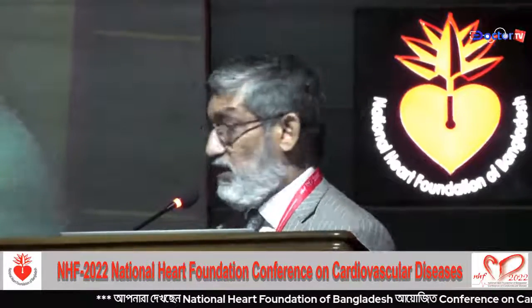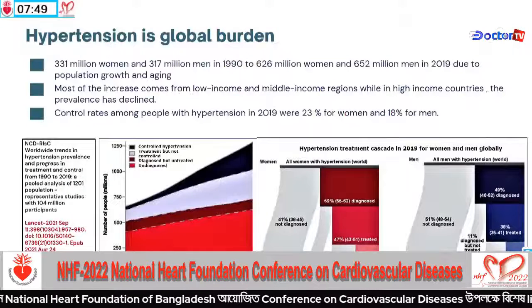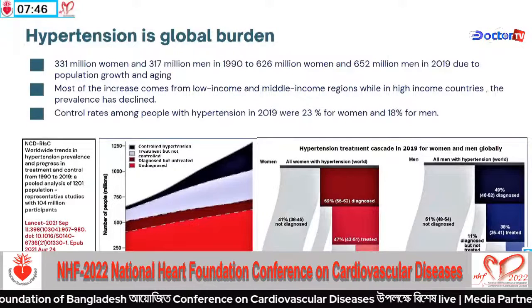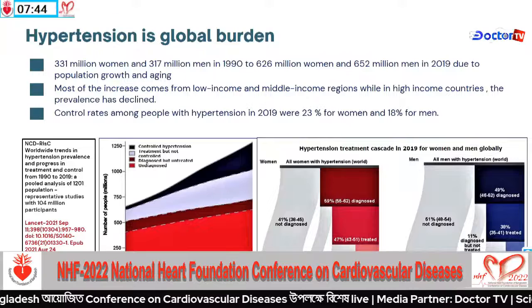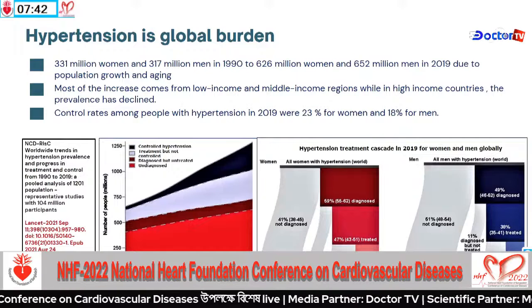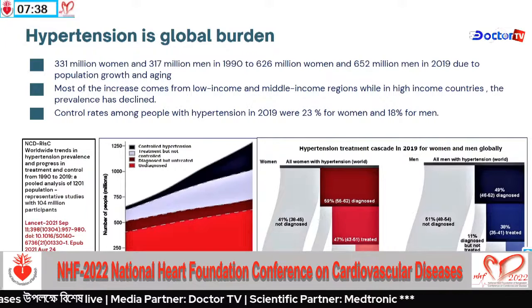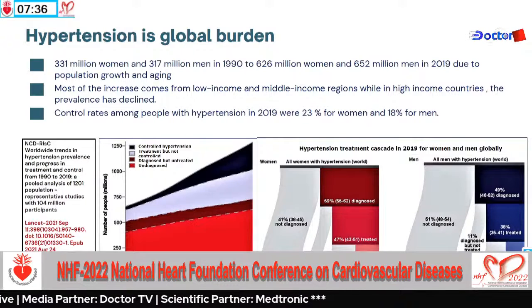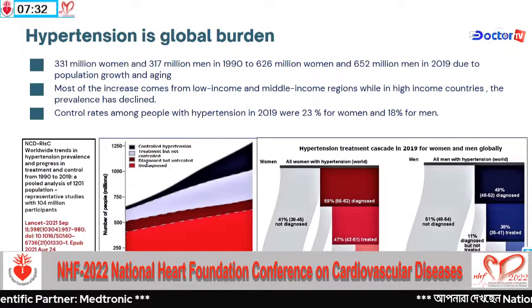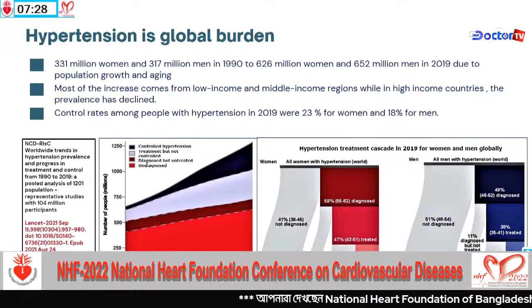So this has been discussed already, so I'm not going to elaborate too much. We know that hypertension is becoming a global burden, and increasingly so. In the 30 years between 1990 and 2019, the hypertension population burden worldwide has grown almost double. Most of this increase has come in low and middle income countries, although in high income countries the prevalence has declined. And the control rates are alarmingly low, as you can see from the chart.